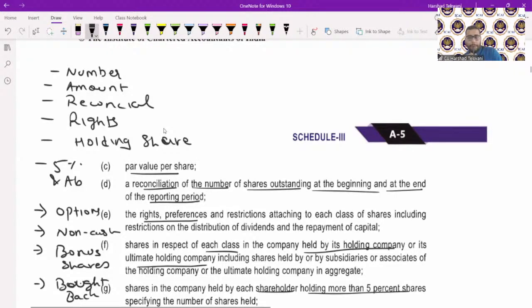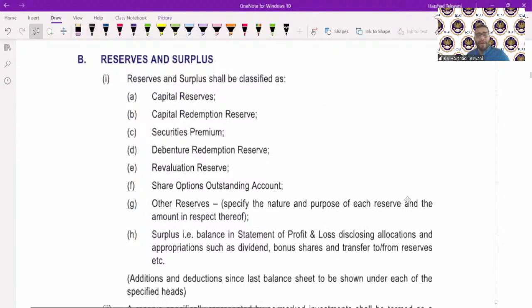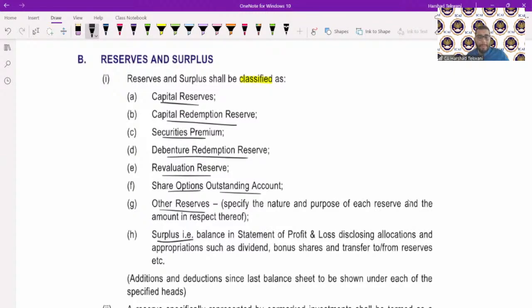Okay, Jay. Good. Okay. That we saw for share capital. The items we saw were for the share capital. Now the items we will be seeing are for the reserves and surplus. So what we are required to do is, first of all, you need to classify the reserves. Classify or segregate, you can say, like capital reserve, security premium, debenture redemption reserve, revaluation reserve, share options outstanding, other reserves, and surplus from the balance sheet and P&L account.